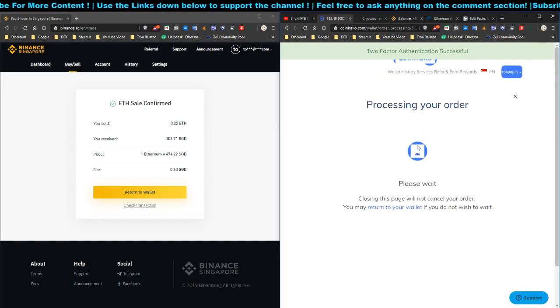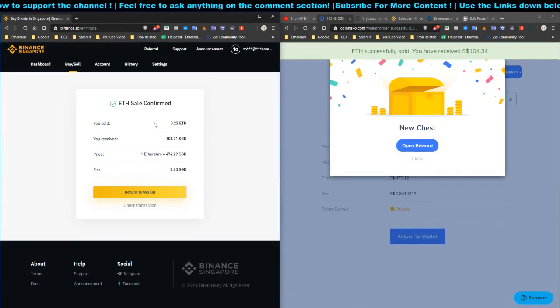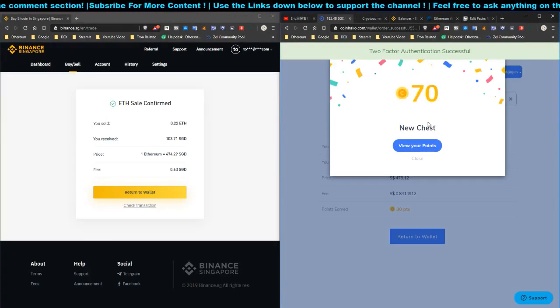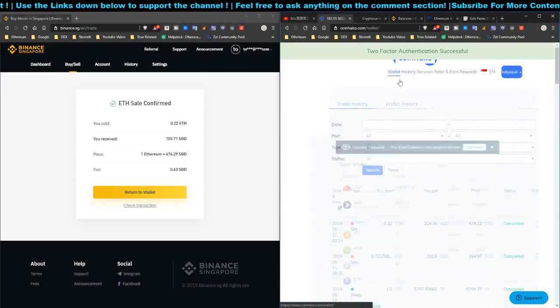Right, so the processing thingy is a GIF showing you CoinHako, and on Binance Singapore it is showing you Ethereum sales confirm, and both exchanges work quite the same. But as you can see over here on CoinHako, it is showing me a new chest. I do not know what it is. Click on open it. Here is a 70 point that I can use. So over here, $1,000 chest, blah blah blah, and wallet.